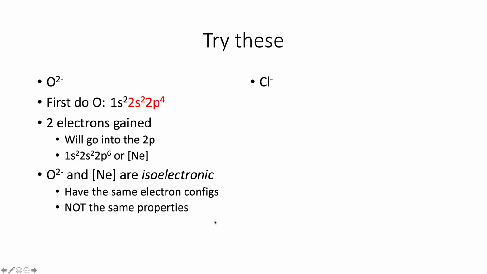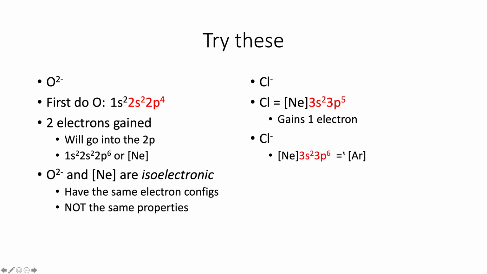All right, try chlorine. First do the configuration of chlorine. Try it on your own. So you should have come up with neon 3s2, 3p5. I've told you it's going to gain 1 electron because it's a -1 charge. It's going to go into the 3p. So it'll be 3s2, 3p6. So if I asked you to write the configuration Cl-, you could write it this way or this way. They would both be correct, but make sure you put it in brackets. Okay? Not too hard, but you want to start with the atom.